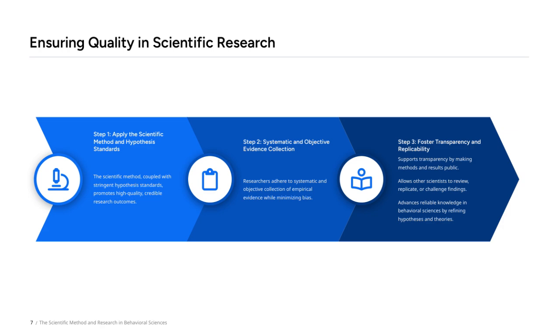This means carefully gathering empirical data while working hard to minimize any bias that could influence the results. Finally, fostering transparency and replicability is crucial. By making methods and results publicly available, other scientists can review, replicate, or challenge the findings. This openness is what drives the advancement of reliable knowledge, especially in behavioral sciences, as it allows hypotheses and theories to be continually refined and improved.